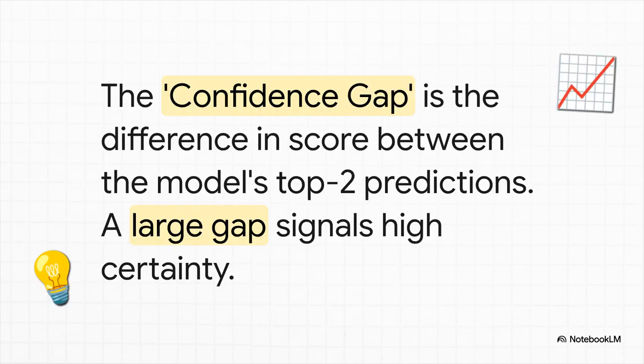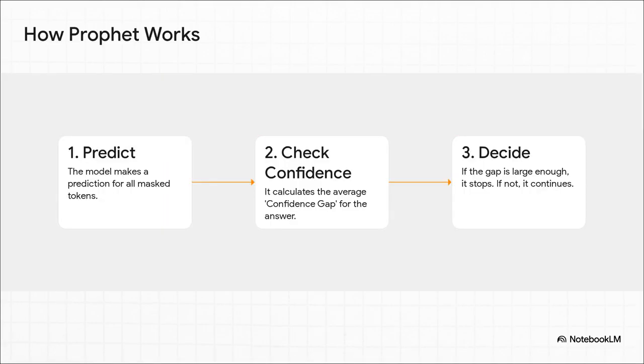Well, it uses this beautifully simple little metric called the confidence gap. For every single word in the sentence it's building, the model looks at its number one best guess and its number two best guess. The bigger the gap in confidence between those two options, well, the more certain the model is that its top choice is the right one. Simple as that.